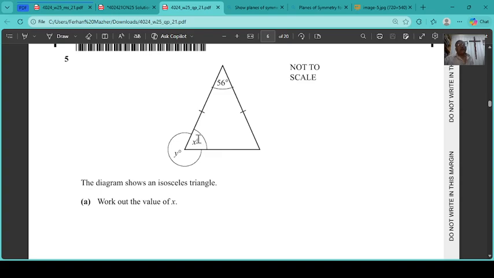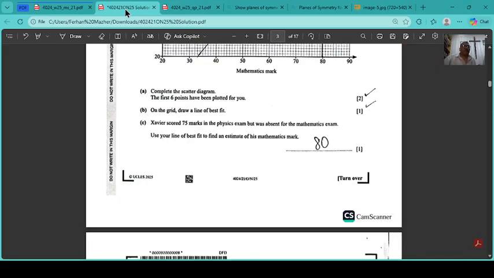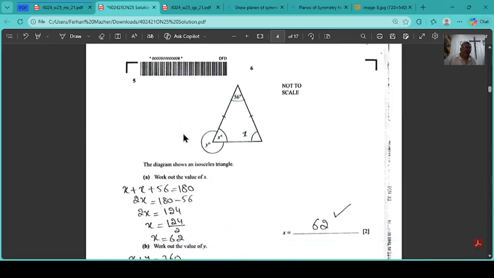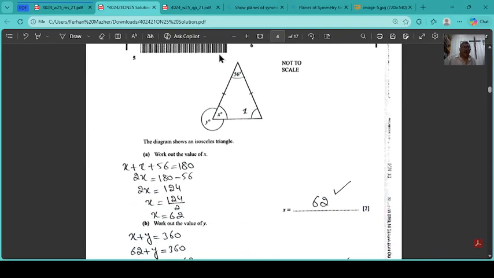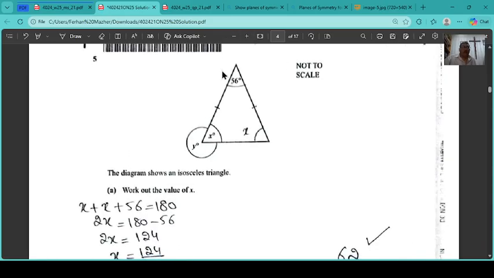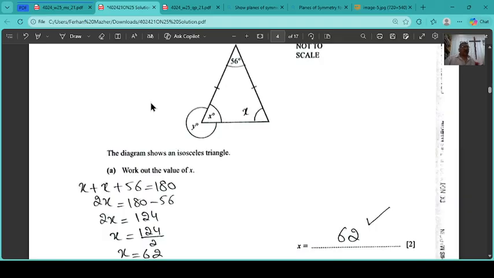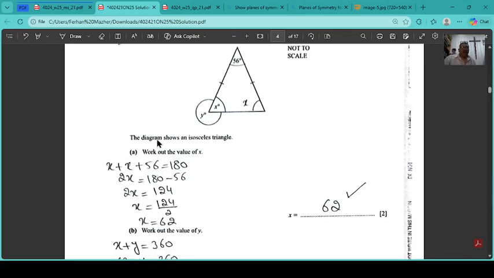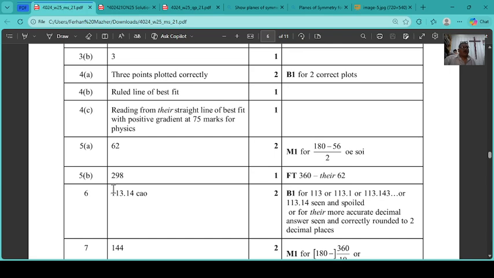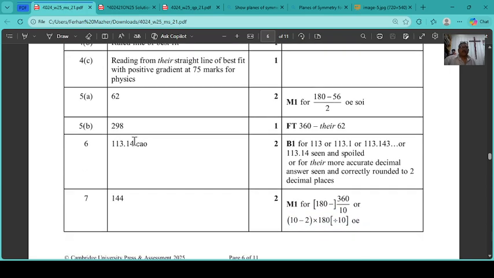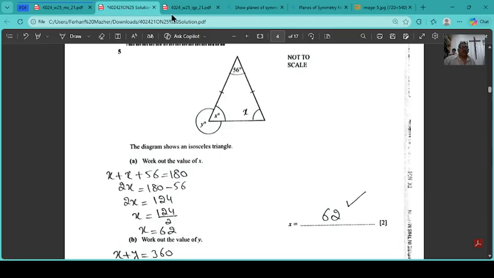Okay, so the sum of the internal angles of a triangle is equal to 180. So we will have x plus x plus 56 equals 180. So I can calculate the value of x. So 2x will be equal to 180 minus 56. So 2x will be equal to 124, and x will be equal to 124 divided by 2, and x will be equal to 62 degrees. I hope you understand how we have found the value of x. Okay, so for question number 5, you can see the marking scheme is showing up on your screen. This is how part A is done.